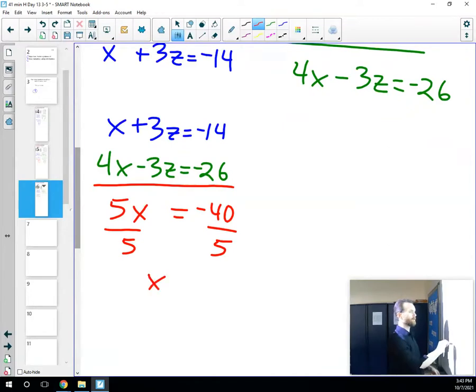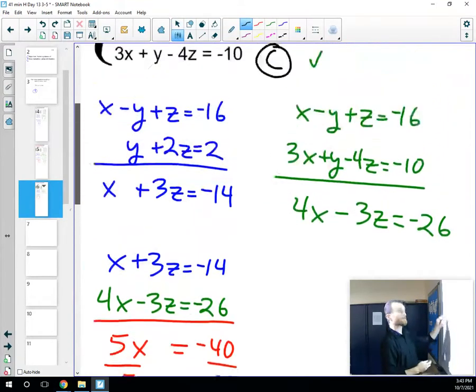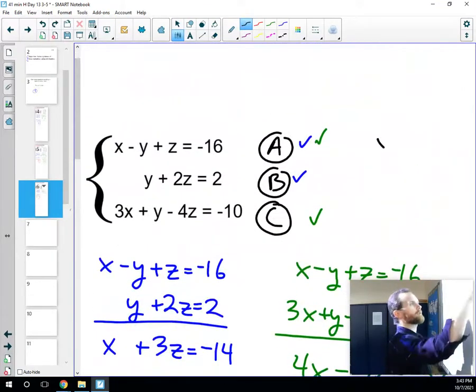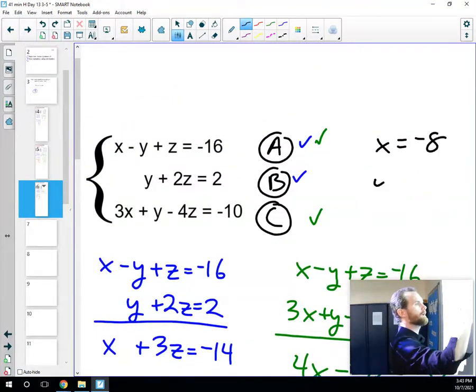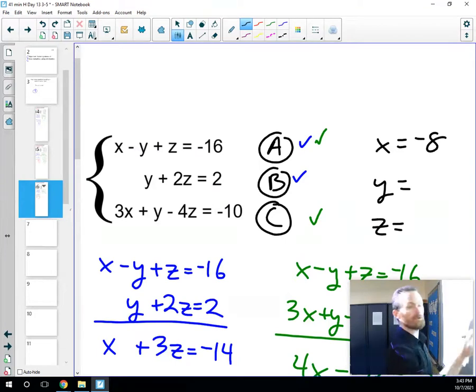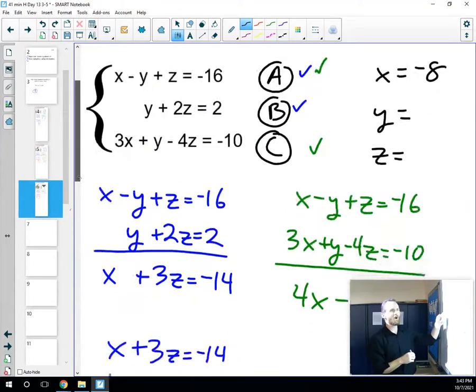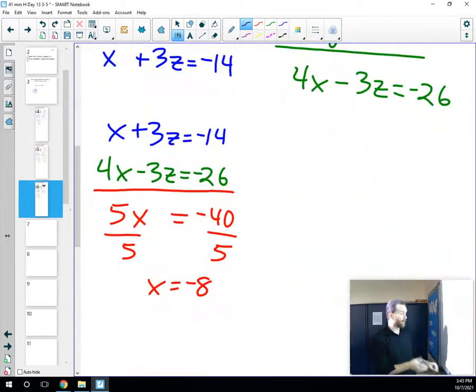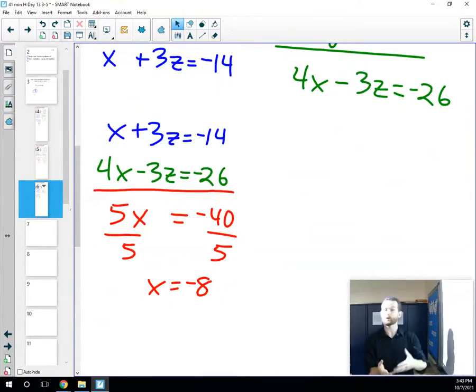And we get x equals negative 8. So we found our first answer. x equals negative 8. Oh, I forgot to put my answer line. x equals negative 8. And we'll put y equals and z equals while we're there. Okay. Now we've got one value, it happens to be for x.